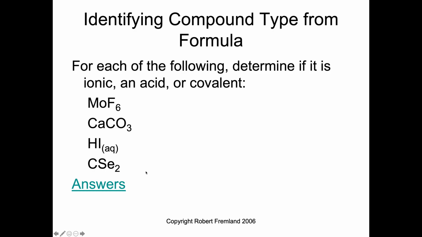I'm not going to click on the answer slides, but you can certainly do that in the home version. So MoF6, Mo is a metal, so this is an ionic compound. CaCO3, Ca is a metal. That's a polyatomic ion, another ionic compound. What do you think this one is? That's a hint. It's an acid. And again, carbon and selenium, 2 nonmetals. As far as metalloids go, you can just look at what side of the line they're on.